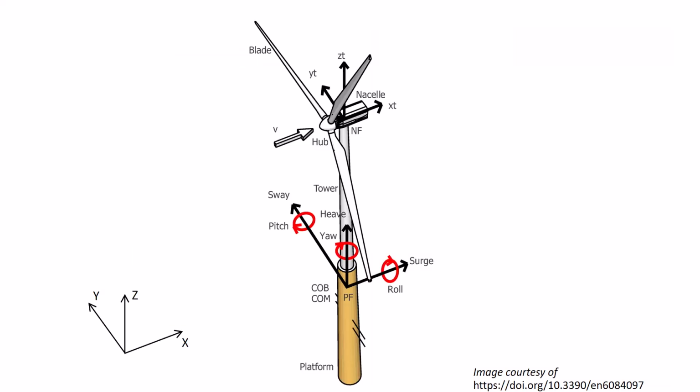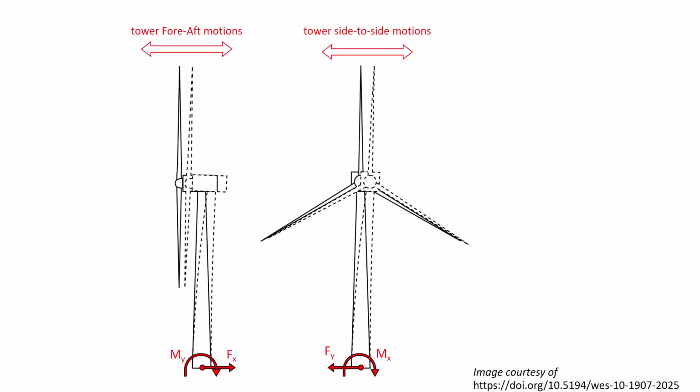So the floating platform will have 6 degrees of freedom. But for today, we just would like to plot time series for surge, heave, and pitch degrees of freedom. Additionally, we would like to see how fore-aft, as well as side-to-side motion of the wind turbine tower will generate moment and shear force at its base, and plot the time series for these forces and moments.